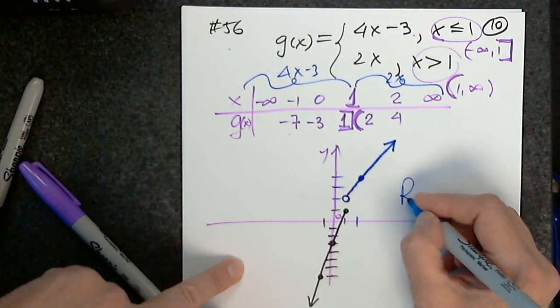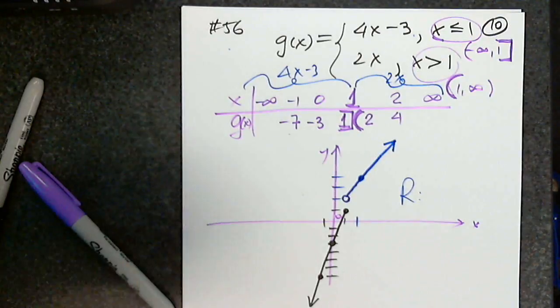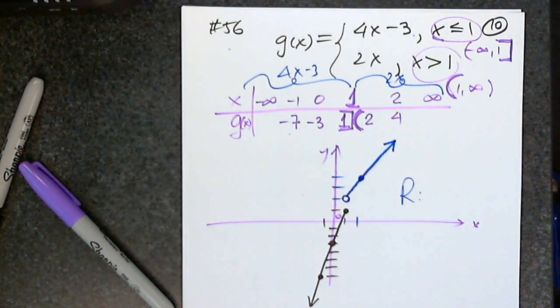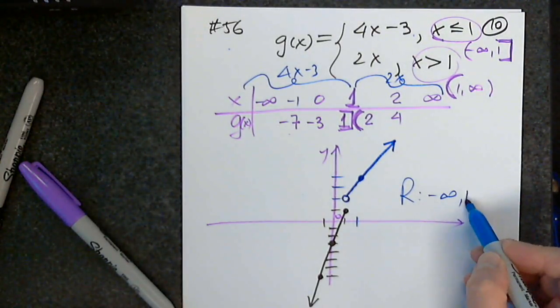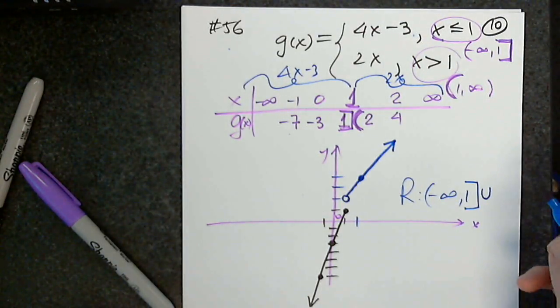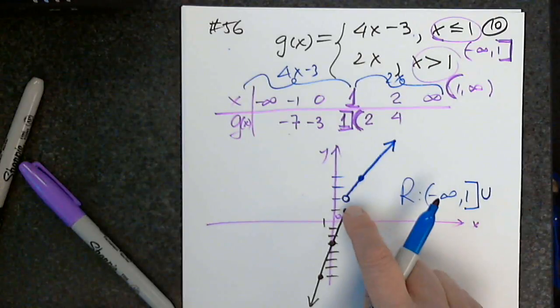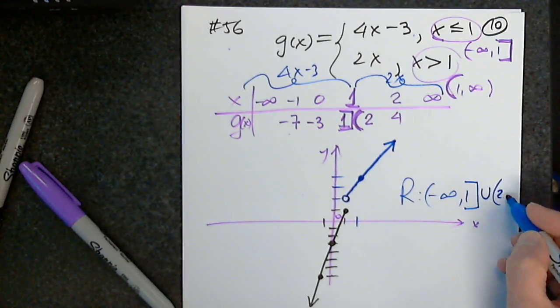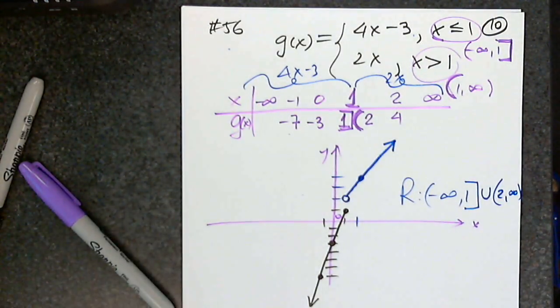Can anyone identify the range of this function for us? With a bracket, union. No. Very good. Infinity. Very good.